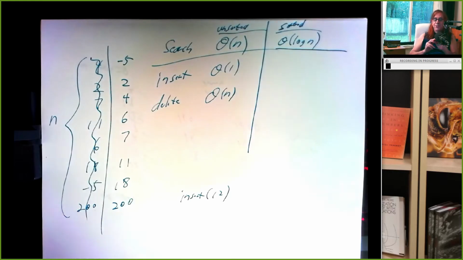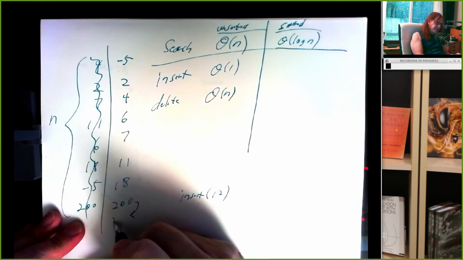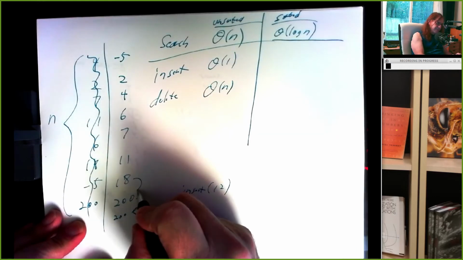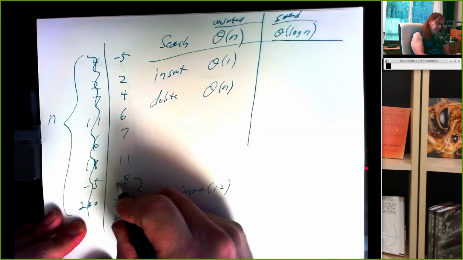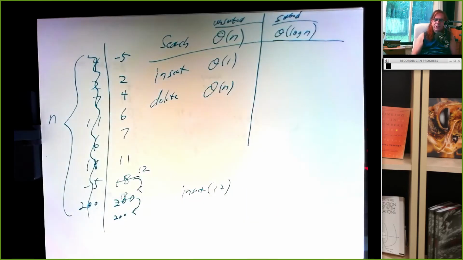Sorting is usually really expensive. Or, I could say, hey, the 12 belongs right here. I'm going to move all of these things down. And I'm going to put my 12 right here. Which is effectively inserting and sorting. But sorting is usually at least n log n. This would be an order n operation.